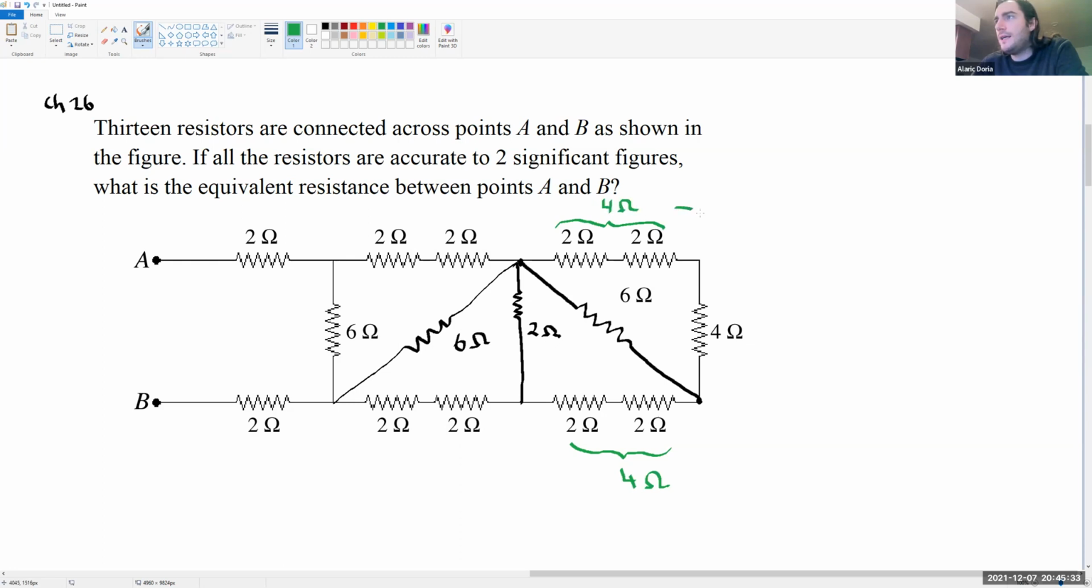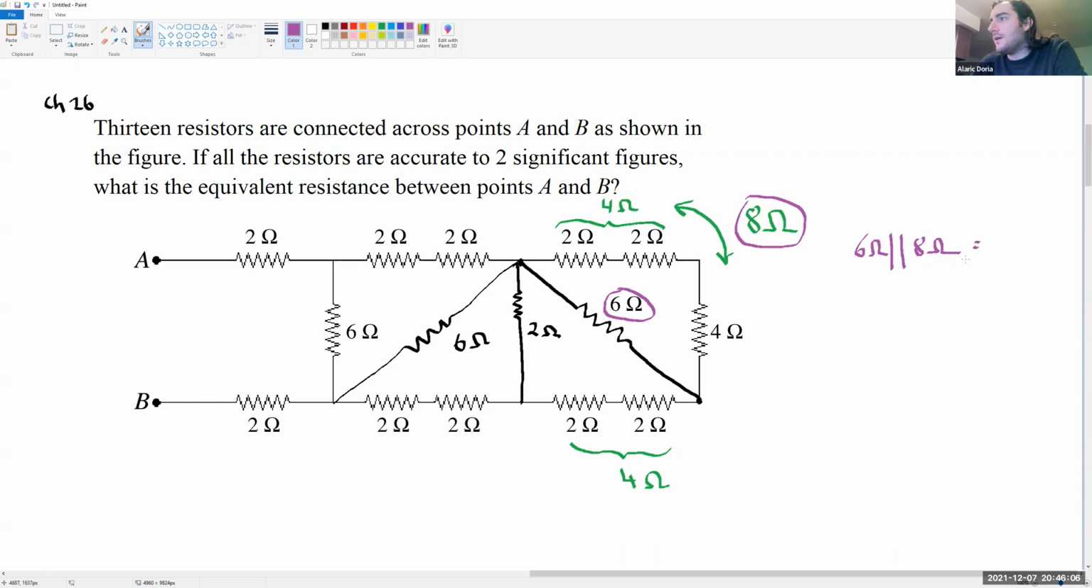But now only these two are in series. So those two would become an 8 ohm resistor. And this 6 ohm resistor here is now in parallel with this 8 ohm resistor. So let me go ahead and circle them in purple here. So this 6 ohm resistor is now in parallel. So it's a 6 ohm in parallel with an 8 ohm.